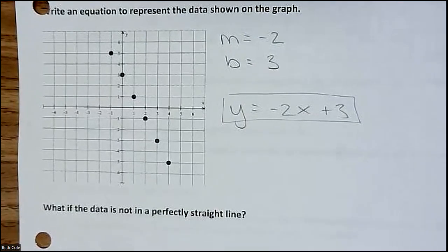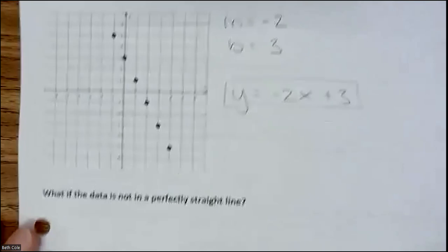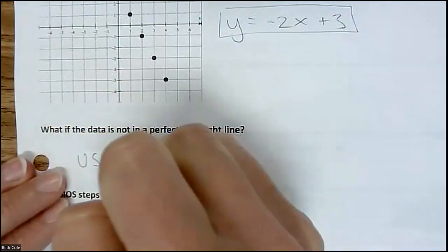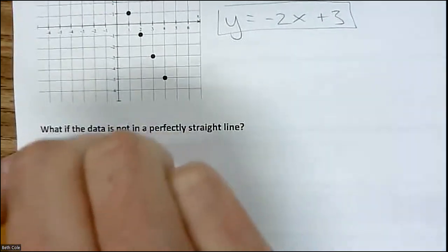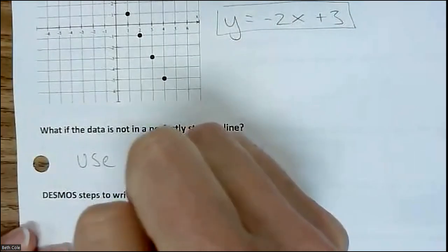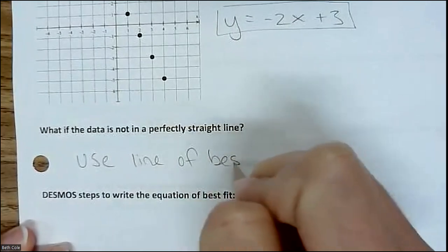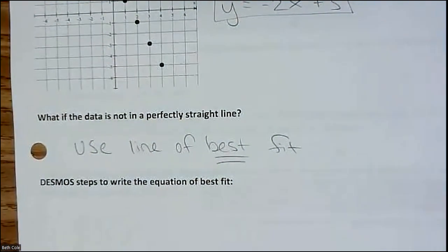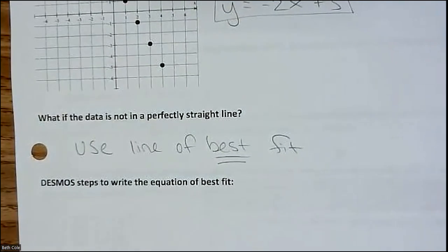Well, what if they're not perfect? What if they're kind of scattered about? Then instead of the line being perfect, you're going to use what's called a line of best fit. Sorry, I can't write and talk at the same time here. And what that means is it's not perfect, but it's the best we can do. Does this make sense? Like if the points aren't exactly in a line, they're kind of scattered about, we use what's called a line of best fit. It's like we did our best and the calculator does it for us.